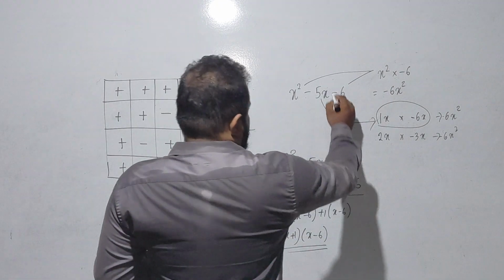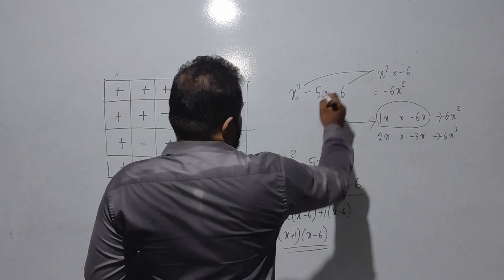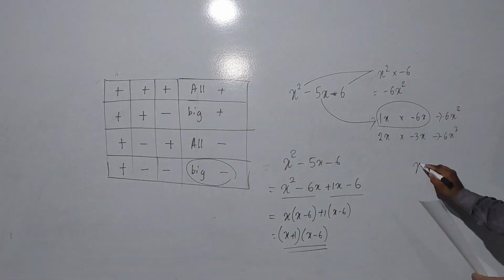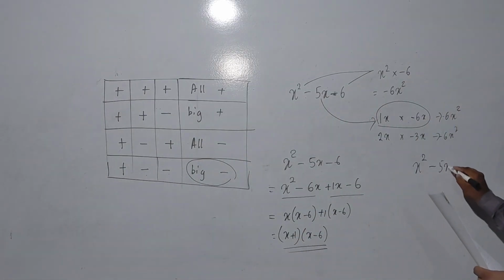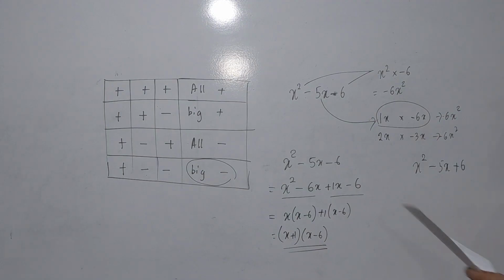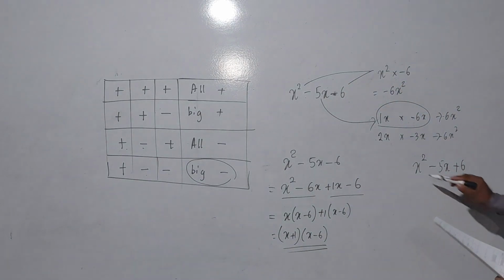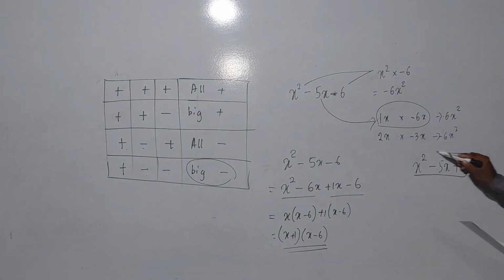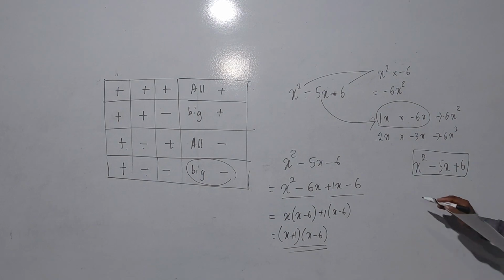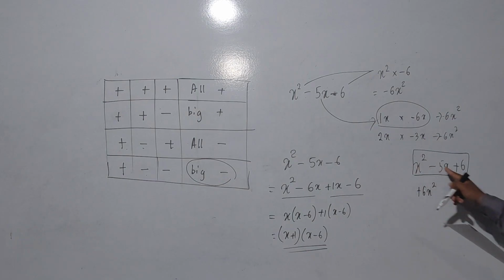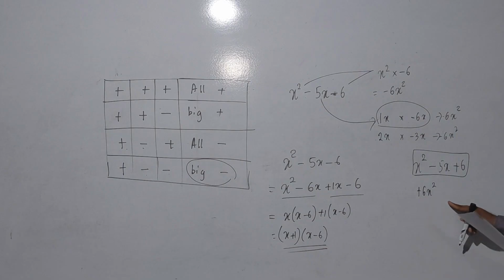But think if there was plus 6, like this, x squared minus 5x plus 6. Now what is the order? Plus, minus, plus. In this case, all factors have to be negative. So if we do that question, we have to write plus 6x squared. Why plus 6x squared? Because x squared into this plus 6 is plus 6x squared.